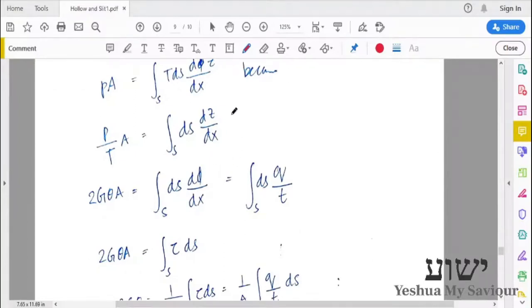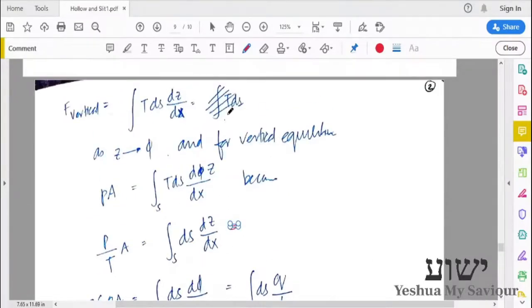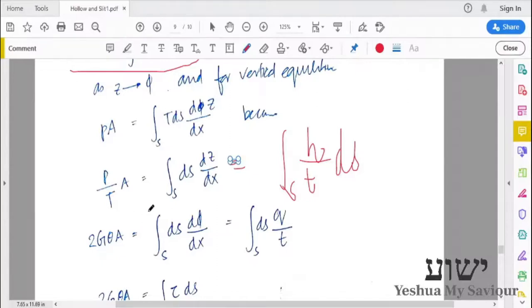H by t or q by t. So this is equal to f vertical is dz by integral over t ds dz by dx. So dz by dx is equal to h by t ds. So t is assumed to be a constant. By applying the Prandtl membrane analogy, we have p by T becomes 2G theta, and z becomes d phi by dx. So d phi by dx becomes the stress.